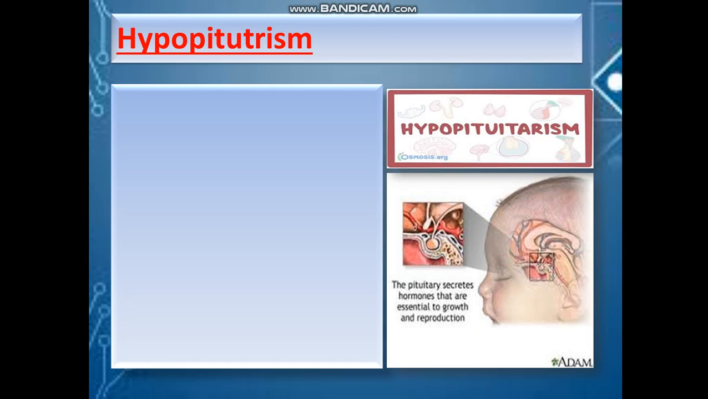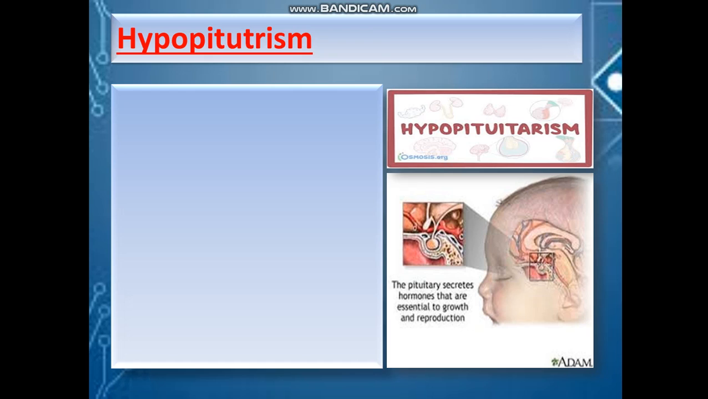Hyperpituitarism. The pituitary gland is a small pea-sized gland that plays a major role in regulating vital body functions and general well-being. It is referred to as the body's master gland because it controls the activity of most other hormone-secreting glands. The pituitary gland consists of two lobes, the anterior lobe and the posterior lobe.